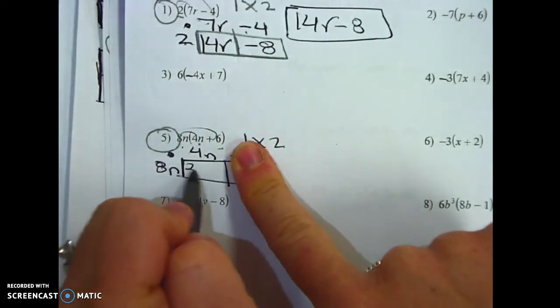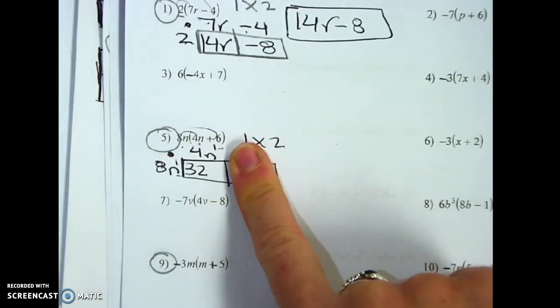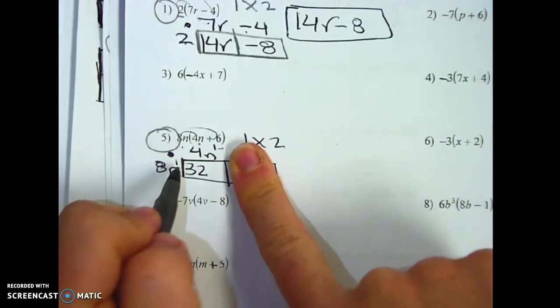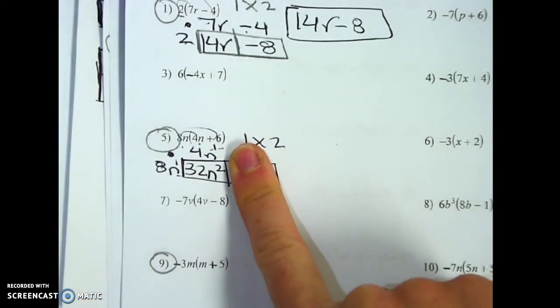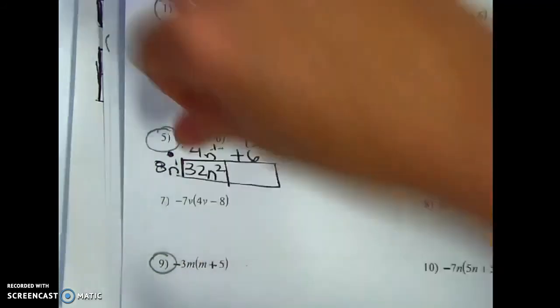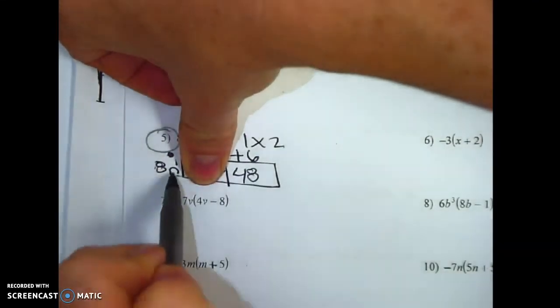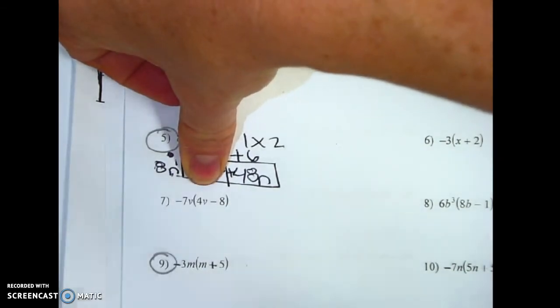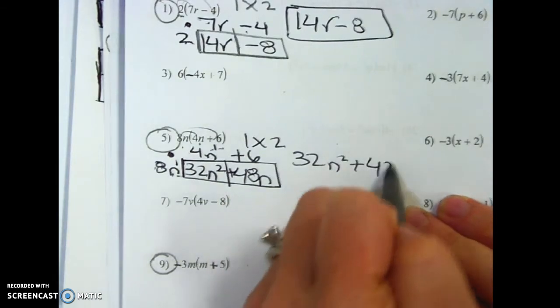I'm going to cover this up so I focus on the box. 8 times 4 is 32. But then when you're multiplying exponents, you add them. So if I have 1n and 1n, I really have 2n. So that's 32n squared. Now I'm going to cover this up. And I'm going 8 times 6 is 48, and I just have an n, and it's a positive. So now my answer is 32n squared plus 48n.